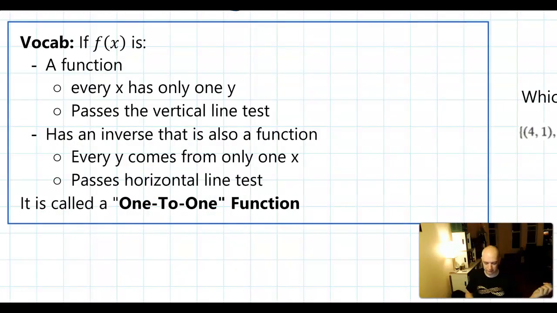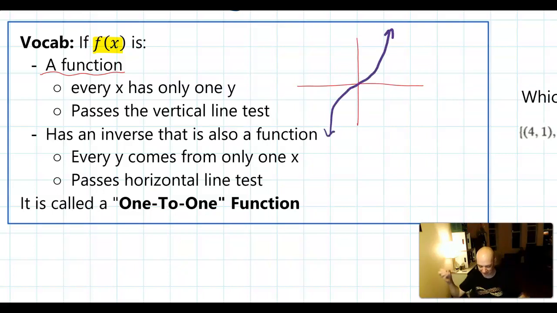Here's a piece of mathematical vocabulary for you. So say you have some function f of x. If f of x first is a function itself, which means every x has only one y, and that it passes the vertical line test, and f of x has an inverse that is also a function. That means every y comes from only one x, and it would pass the horizontal line test. So the function in our third example above, something like this, is one such function that passes both tests.